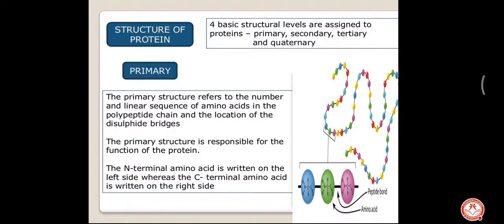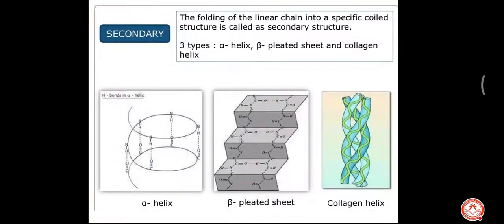Structure of proteins. Four basic structure levels are assigned to the protein: primary, secondary, tertiary and quaternary. Primary structure refers to the linear sequence of amino acids in a polypeptide chain and the location of disulfide bridges. It is a long chain of amino acids with peptide bonds. Primary structure is responsible for the function of the protein. The N-terminal amino acid is written on the left side, whereas the C-terminal amino acid is written on the right side.